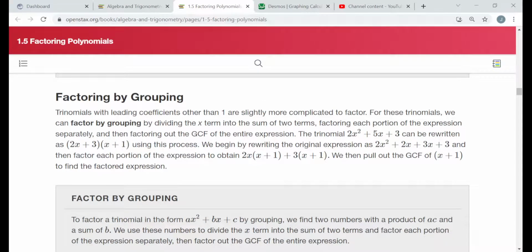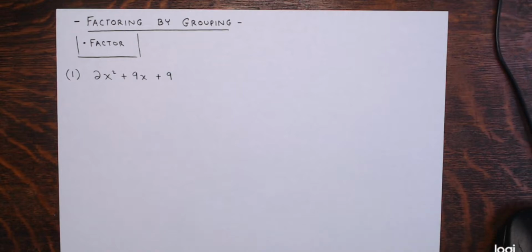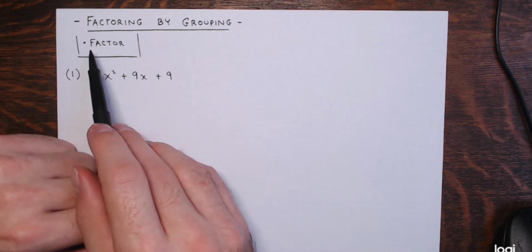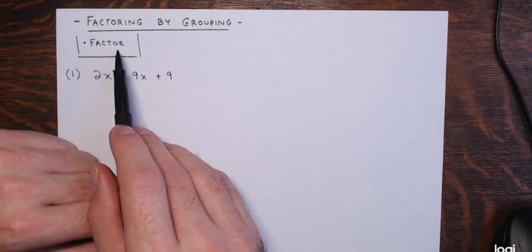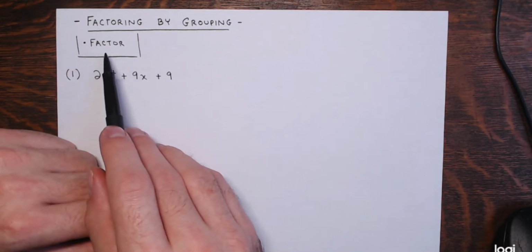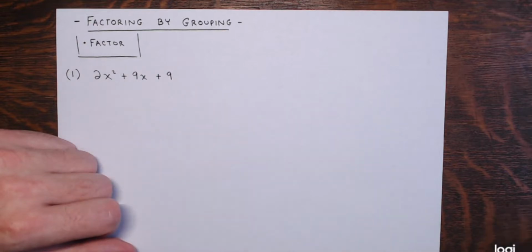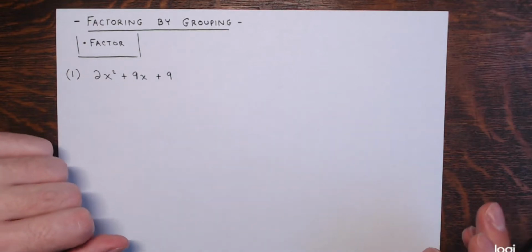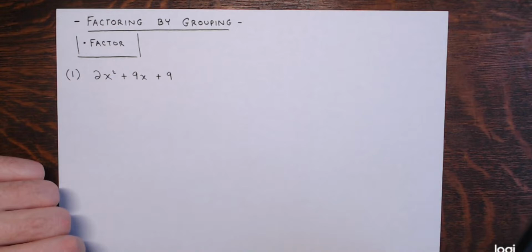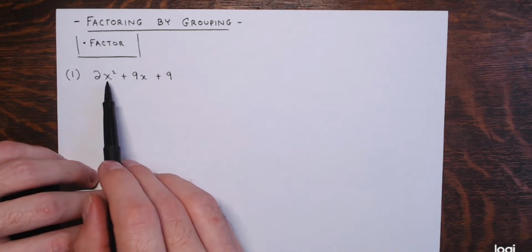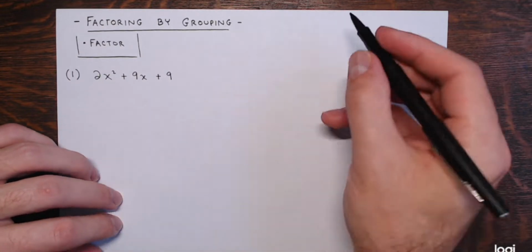Alright, so the first example: we're going to be factoring, for the most part, quadratic trinomials by grouping. And again, we're just asked to factor here, meaning rewrite the expression that you're given as a product, as a multiplicative expression. So we're starting with 2x squared plus 9x plus 9.